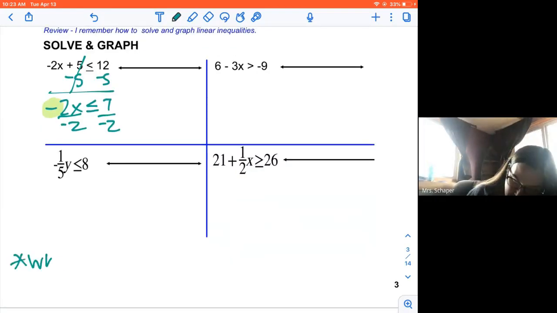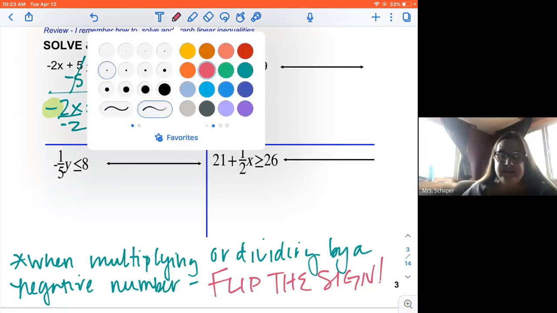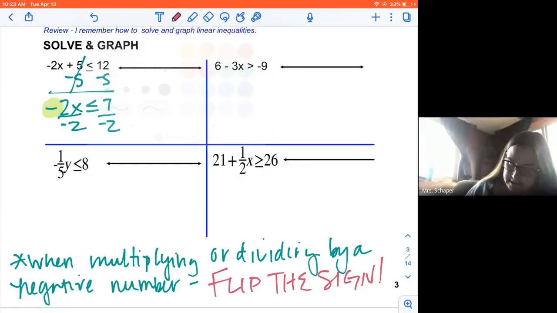When multiplying or dividing by a negative number, I'm going to change the color here. Flip the sign. Whenever you multiply or divide by a negative number, you need to flip the sign. And so what I want you to do right now is copy this down. Pause the video if you need to, but let's get this copied down.